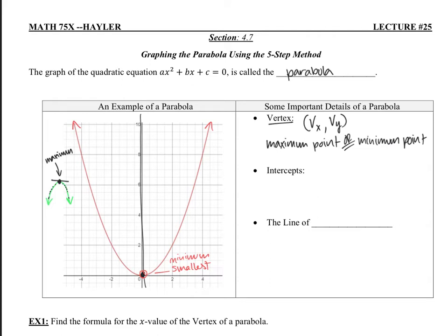Then the next thing we have for a parabola are our intercepts. It is possible to have 1, 2, or 0 x-intercepts. You might wonder, how is that possible? Well, I'll show a few side examples of how that's possible. Let me use this space down here. I'll draw 3 different parabolas.